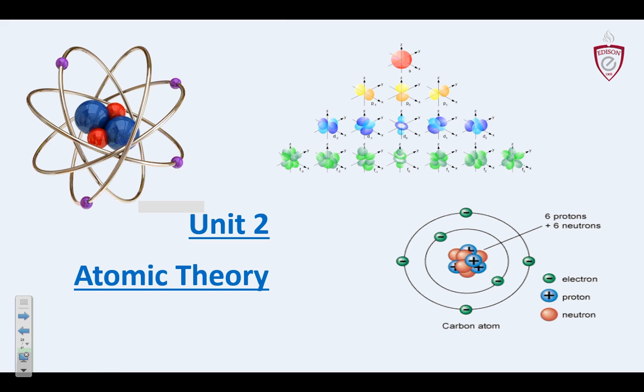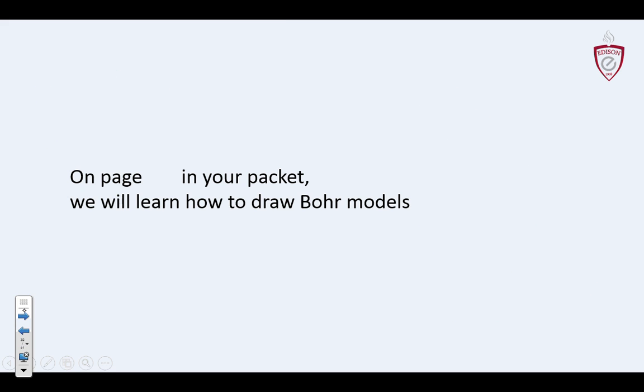We are still in Unit 2 in Atomic Theory. We are getting to making some models of atoms today. We're talking about page 24, drawing Bohr models. Niels Bohr, famous physicist, truly, helped modify the model of the atom to make it more accurate in terms of the natural phenomenon that we saw.